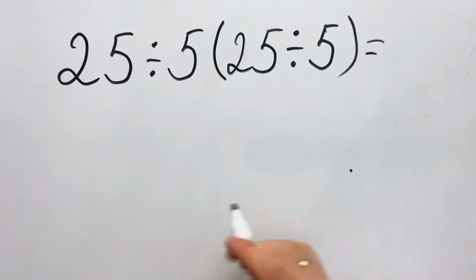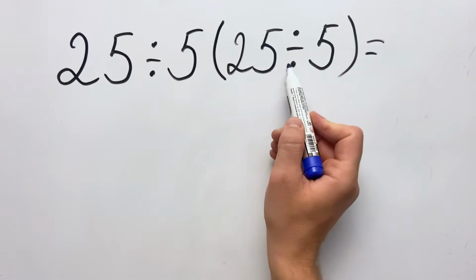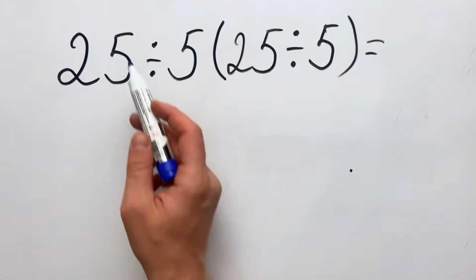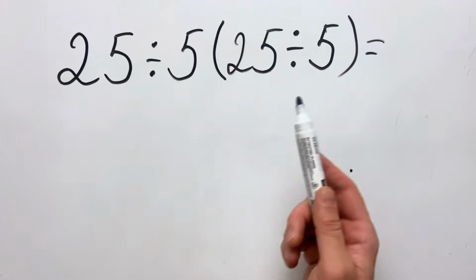Hello everyone, today we have the following equation: 25 ÷ 5(25 ÷ 5). This type of equation gets a lot of debate online. What is the debate about?